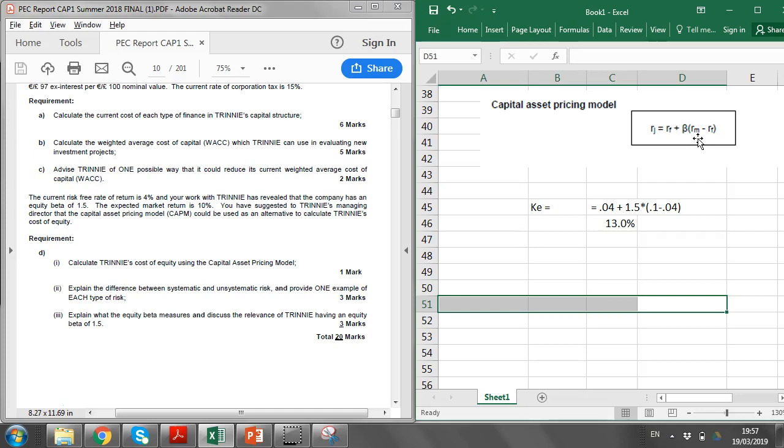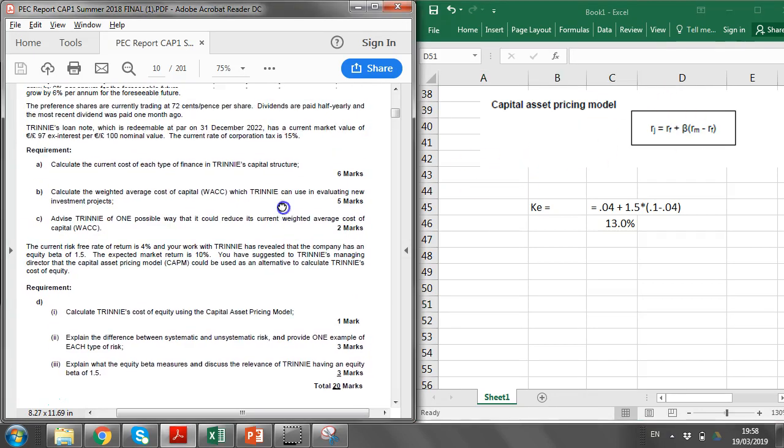What's the relevance of having an equity beta of 1.5? That means you're more risky than the market. So Trini is riskier than the market. If the market goes up 1%, Trini will go up 1.5%. But if the market goes down 1%, Trini will go down 1.5%. So it is more volatile than the market. That's a measure of risk. The beta of the market is 1. Lower than 1 beta is less risky. Higher than 1 of a beta is more risky. And that's all you're simply looking for to get your 3 and 3 marks there.